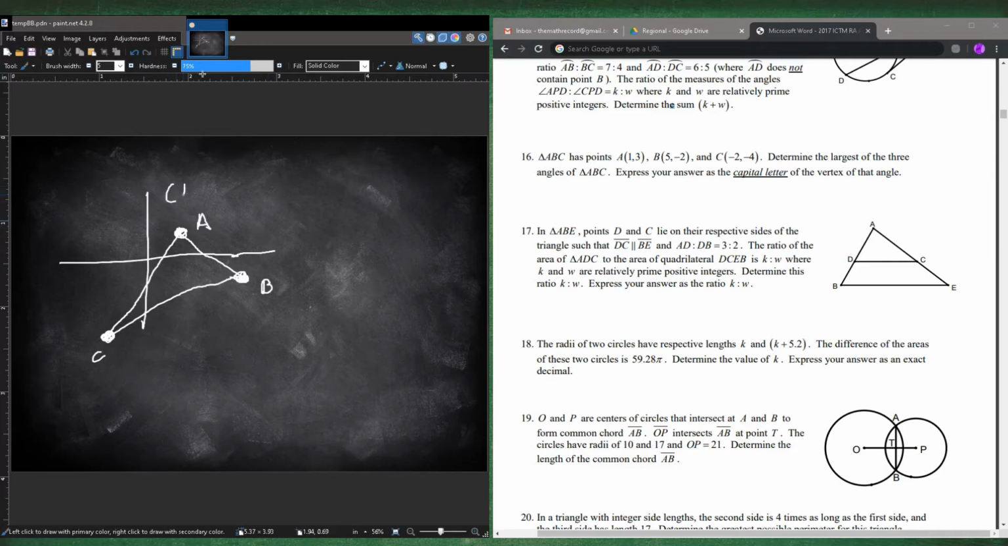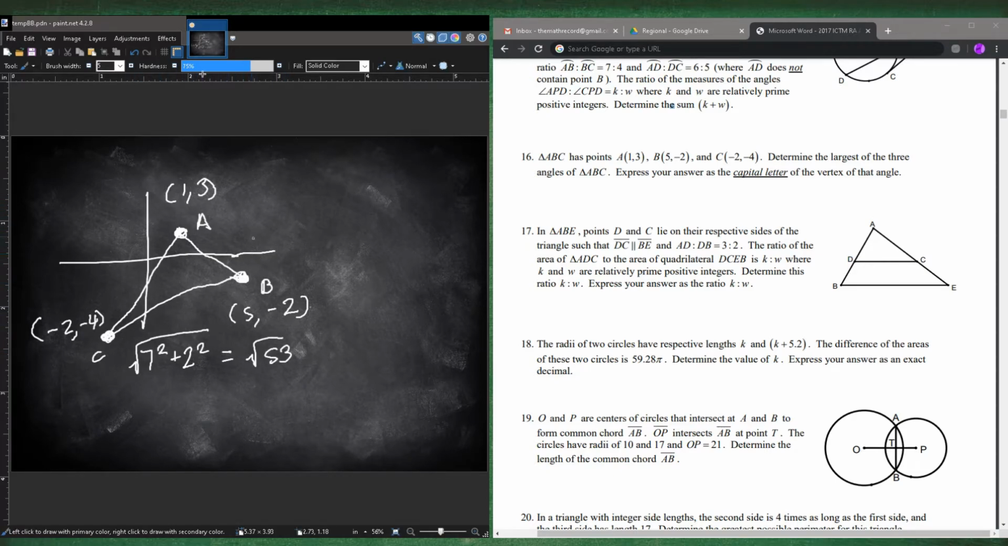So this one's at (1, 3). This is at (5, -2), and this is at (-2, -4). Okay, so this length from C to B, the x difference is 7, and the y difference is 2. So 7 squared plus 2 squared. That's 49 plus 4, that's square root 53. So this side length is square root 53.